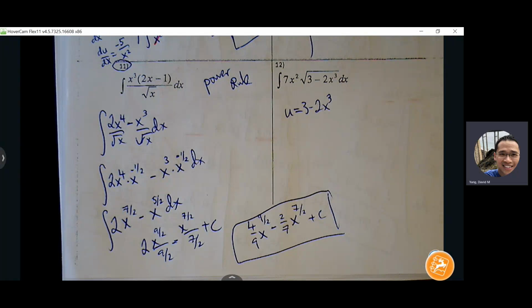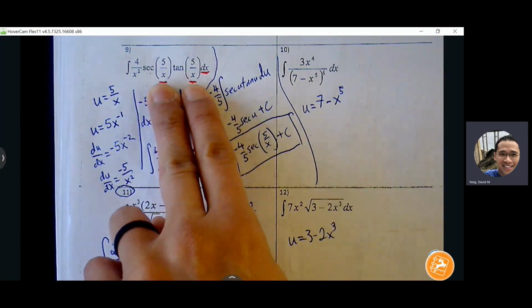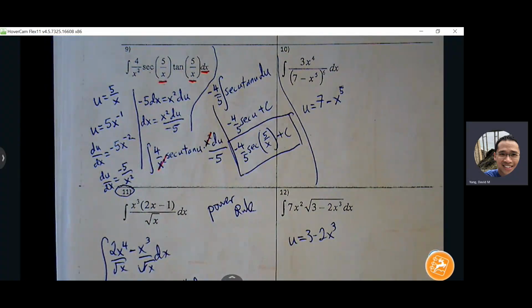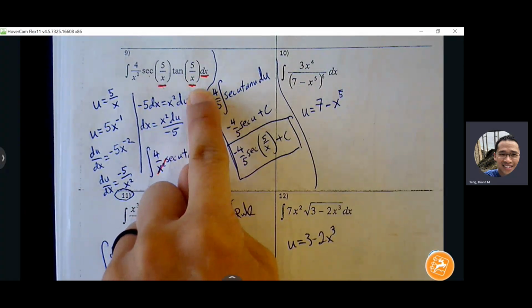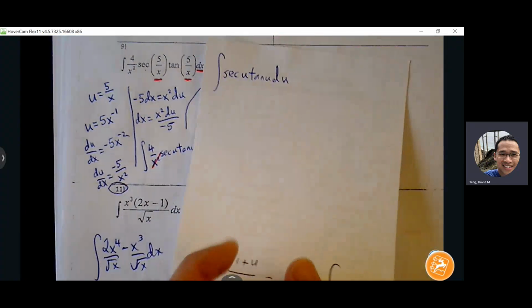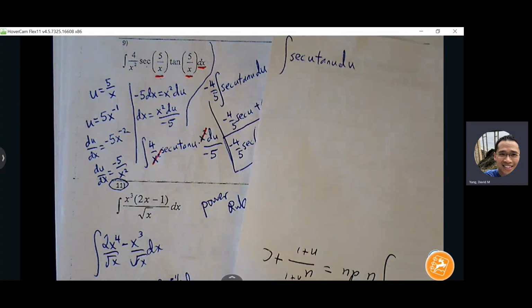For number 9, let's say that both of the 5 over x, if there were both different values, what would you do? That wouldn't happen because it wouldn't fit into any rule, right? If it was different values, then we wouldn't be able to solve it. Our integral rules are so restrictive, right? If we go with the U-substitution, it's got to look exactly like one of the rules that we already know. If we can't make it look like one of the rules, then we're kind of stuck.